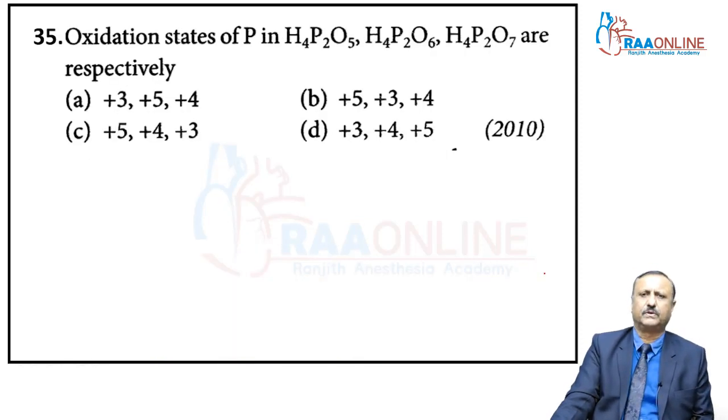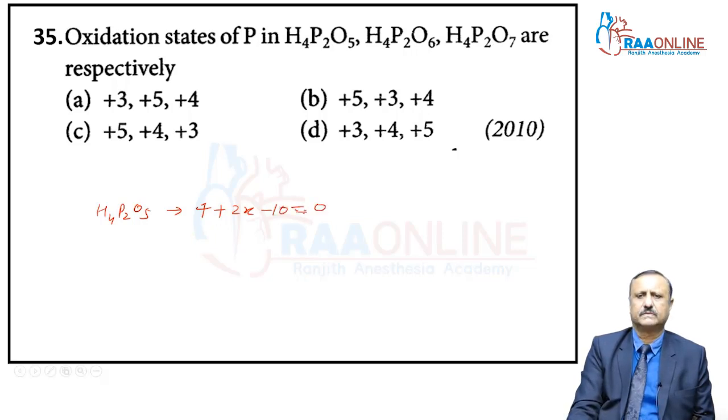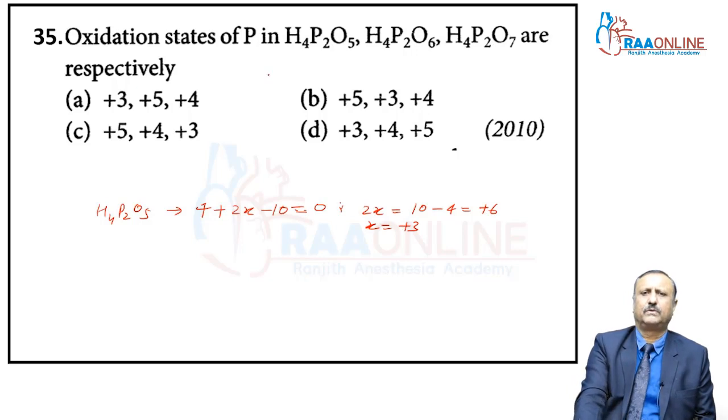Oxidation states of phosphorus in H4P2O5, H4P2O6 and H4P2O7 are. My dear students, you determine this. For H4P2O5, 4 plus, this is the oxidation state of hydrogen, 2x minus 10 is equal to 0. So, my dear students, 2x is equal to 10 minus 4, that equals plus 6, and here x is equal to plus 3. So in H4P2O5 you get the plus 3 oxidation state.